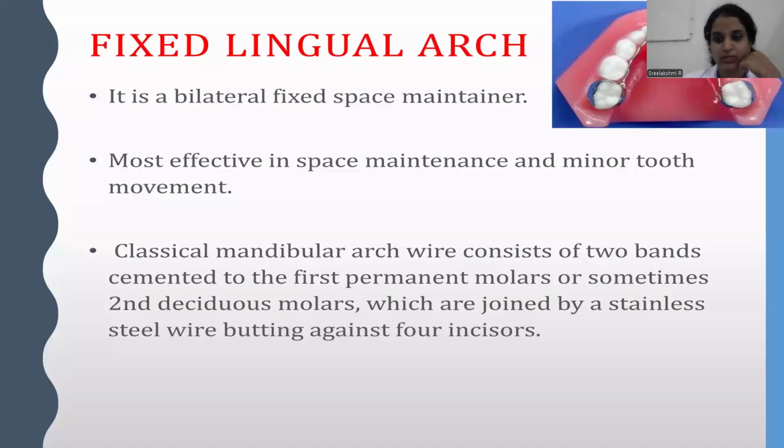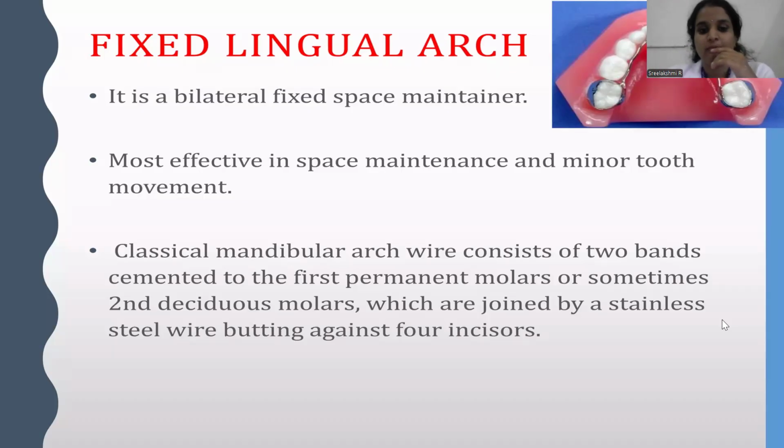Next is fixed lingual arch. Lingual arch is bilateral only, and it is indicated in the case of a mandibular arch. It is a bilateral space maintainer, but is most effective in the case of the mandibular arch. And lingual arch, we can actually plan as an active appliance, because by giving a modification, we can actually upright the permanent first molars if they have been inclined or mesially inclined.